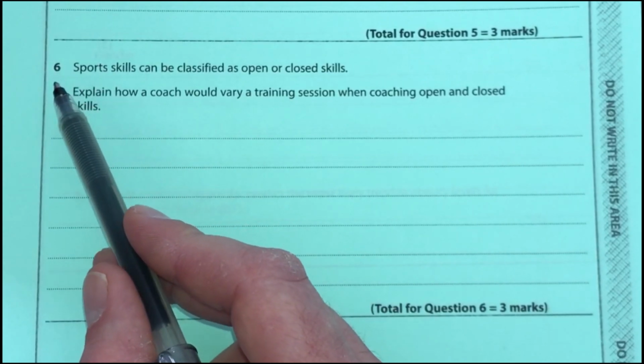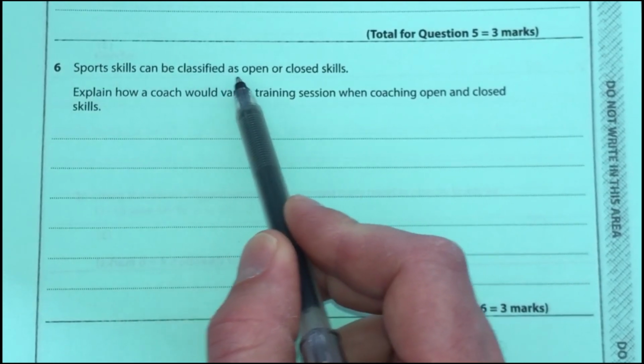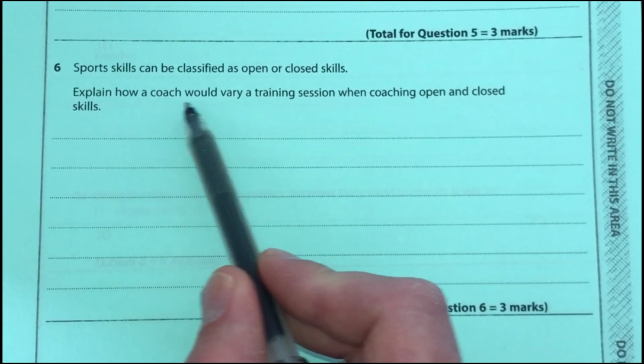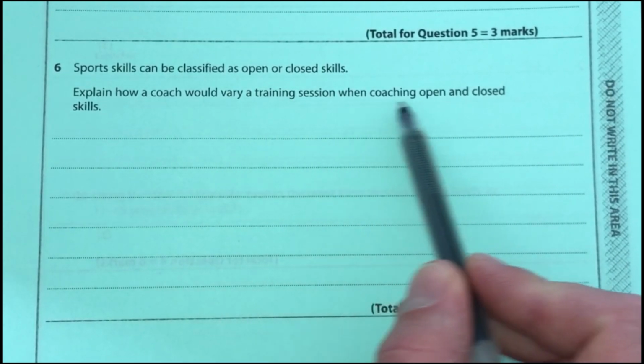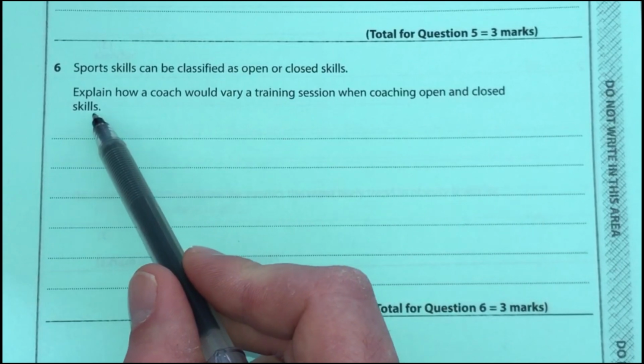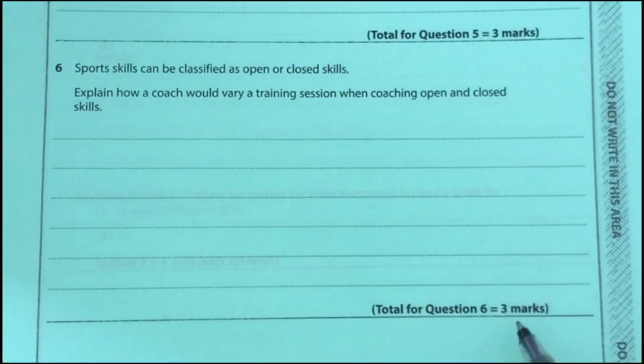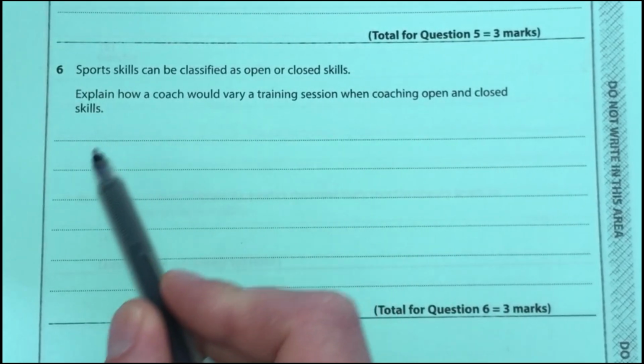Question 6. Sports skills can be classified as open or closed skills. Explain how a coach would vary a training session when coaching open and closed skills. So the question's asked us to explain, and it's worth 3 marks. So we're going to need to give a point, we're going to need to explain the point, and we're going to need to give a therefore or develop the point to get all 3 of those marks.